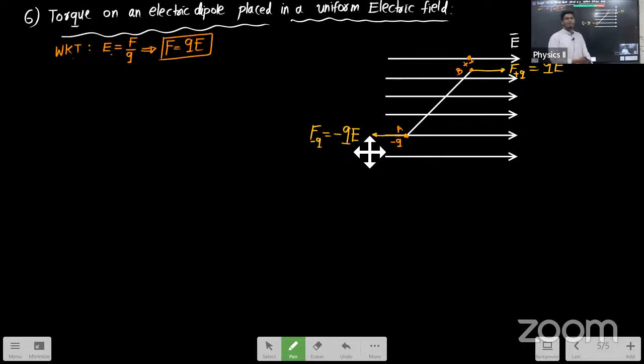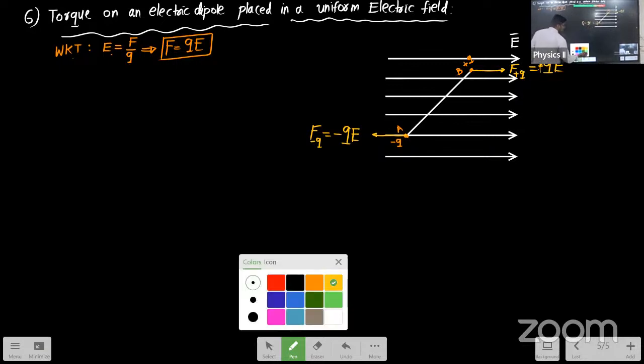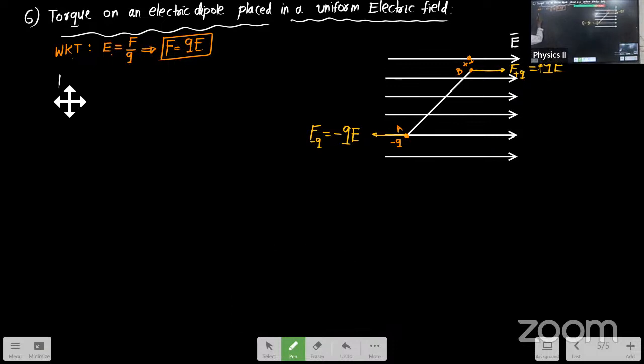What did we do? We have considered a uniform electric field. In that uniform electric field, we have placed an electric dipole. Here I have considered the positive charge and here I have considered the negative charge. The force acting on this positive charge is plus QE. And what is the force acting on this negative charge? It is minus QE. So if I ask you what is the net force acting on an electric dipole, what will it become?